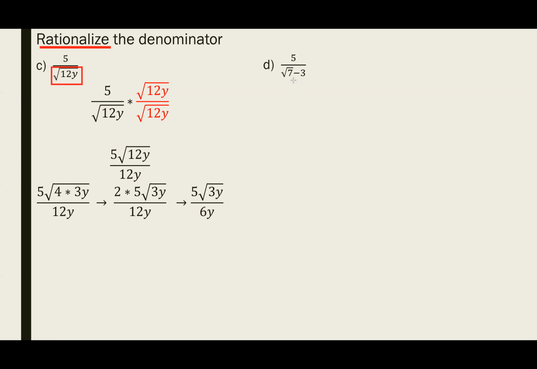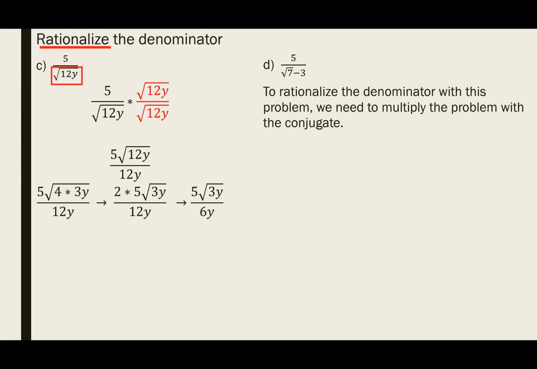Meaning whatever my numerator or denominator is, my goal is I need to get rid of this square root of 7. And to get rid of the square root of 7, ladies and gentlemen, if you have some addition or subtraction, in order to get rid of the square root of this item here, you need to multiply by the conjugate. And what does it mean by the conjugate?